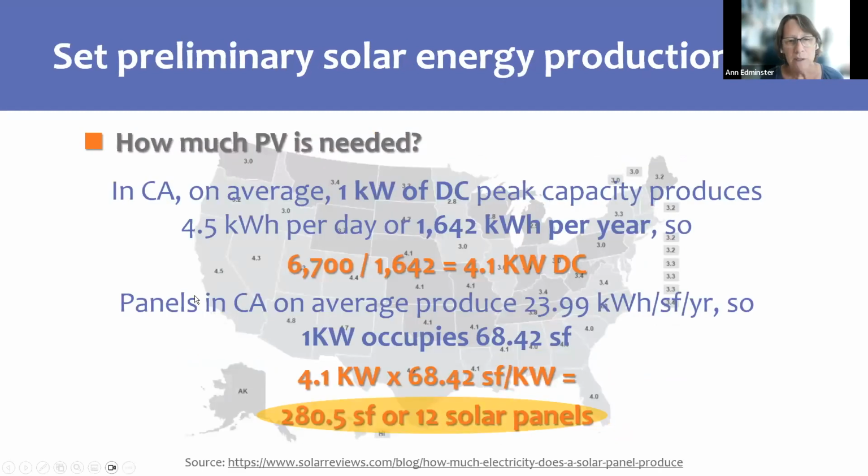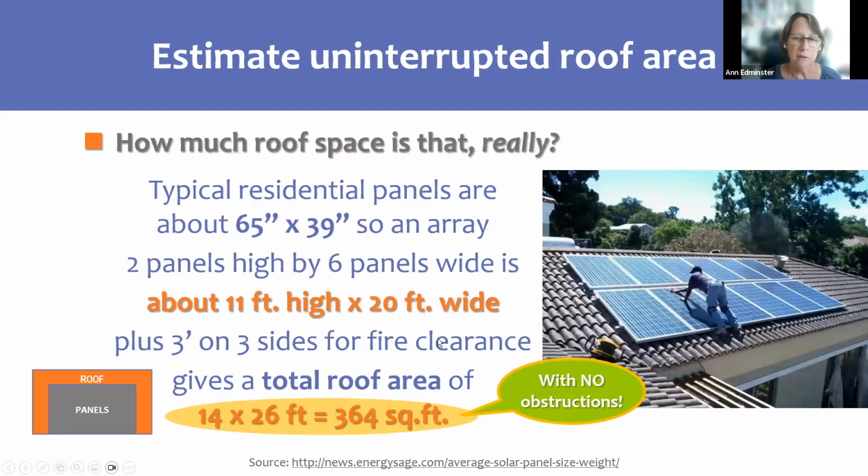All right, so what does that mean in terms of PV? Again, we have some rules of thumb we can work with to calculate that. What does 1 kilowatt of DC capacity produce? We use that number divided by the total, and what we find out is we're going to want about 4.1 kilowatts. And what does that mean in terms of area? It's just under 300 square feet, which is approximately 12 solar panels.